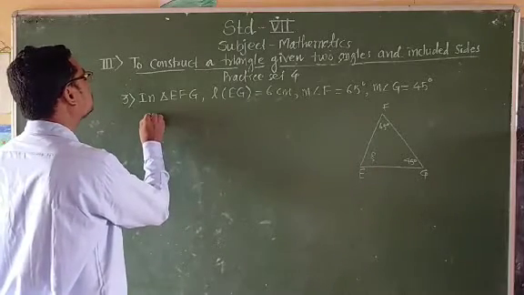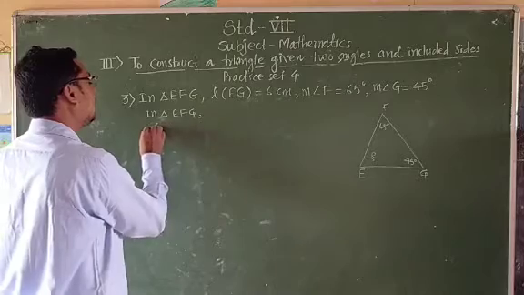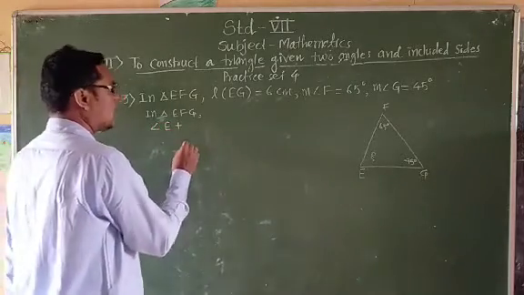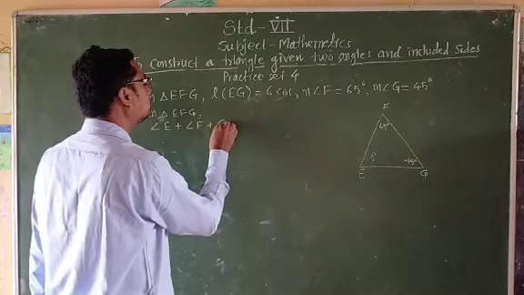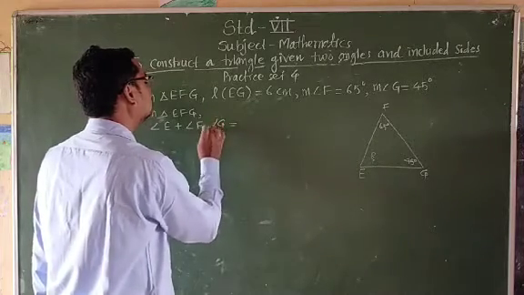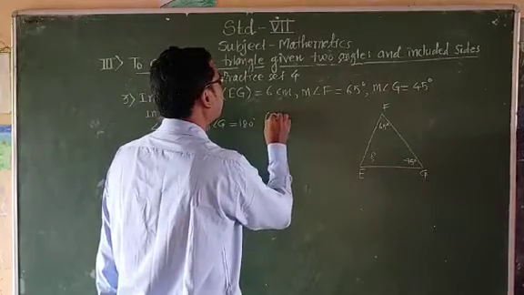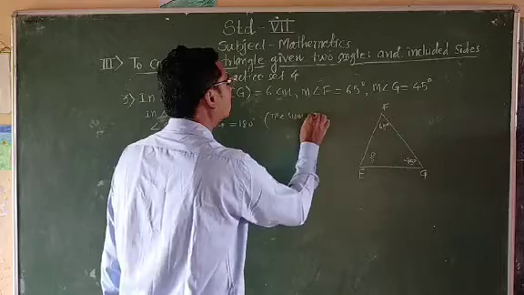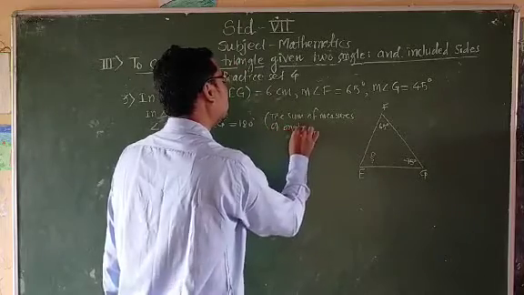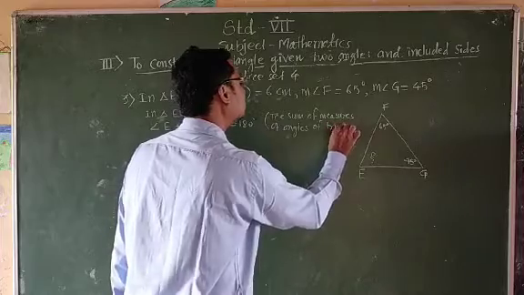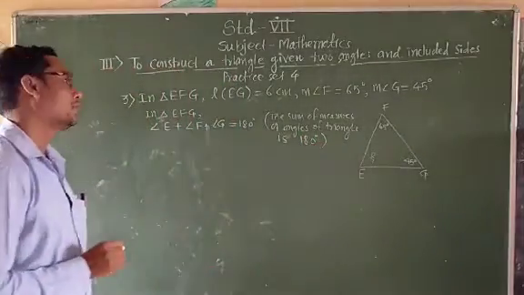So here, in triangle EFG, angle E plus angle F plus angle G is equal to 180 degrees. So the angle sum property, or you can write, the sum of the measures of angles of a triangle is 180 degrees. This property you have to use.